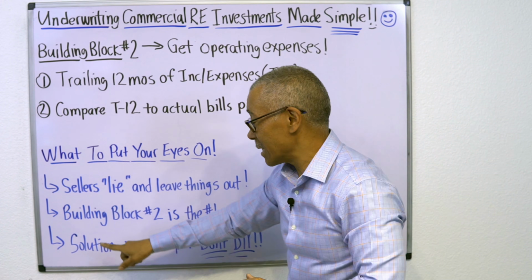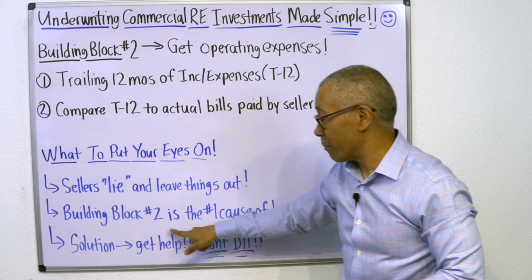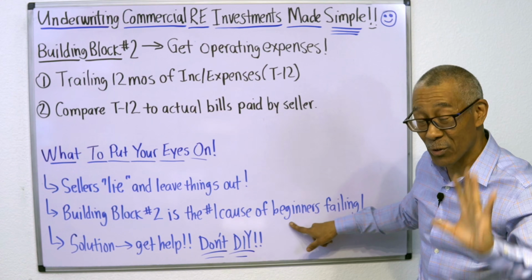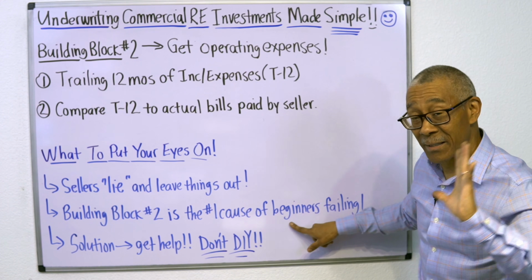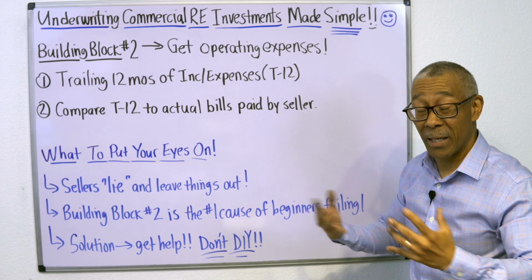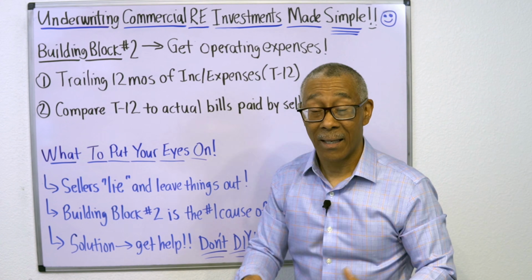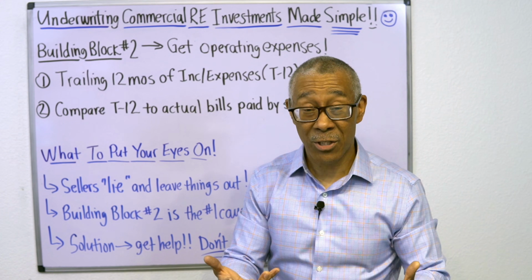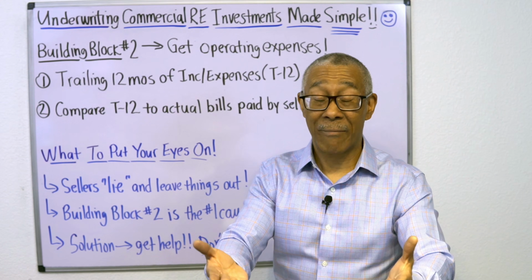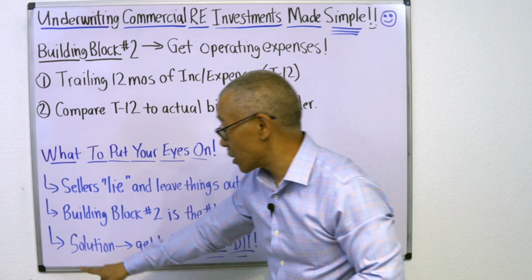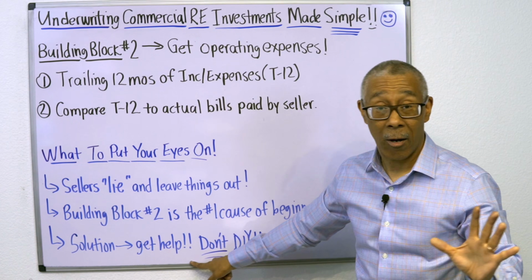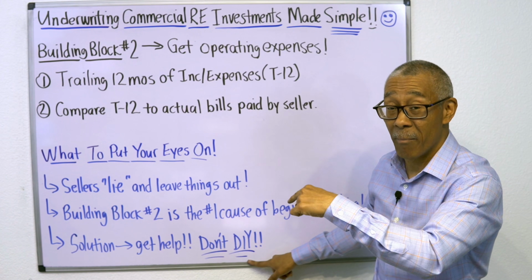Okay? And this leads to building block number 2, which is the number one cause of beginners failing. After 25 years of doing this, it's the number one cause of failure with beginners because they underestimate what a property's expenses are because they don't have the experience. They haven't done it. So the solution is to get help. Okay? Don't try to do this part by yourself.